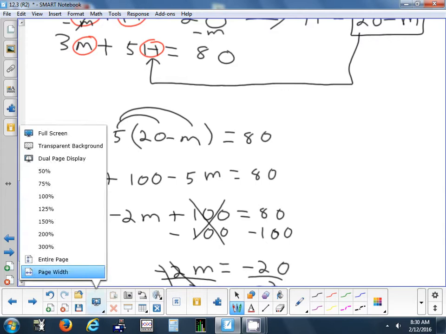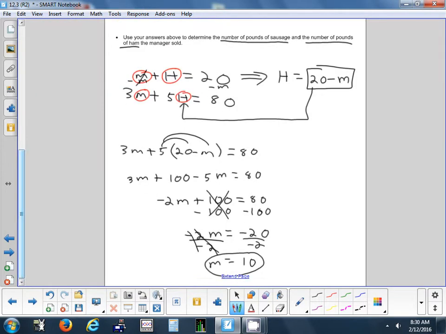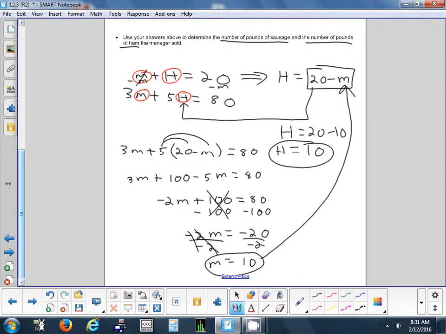Yeah, plug it back in. You've got a formula right here for ham. Ham is 20 minus m. So ham is 20 minus, what was m? Yep, 10. And what's 20 minus 10? 10. So in this problem, it's just a coincidence that they came out the same. It could have come out that he sold 12 pounds of sausage and 8 pounds of ham, but in this case, they were both 10.